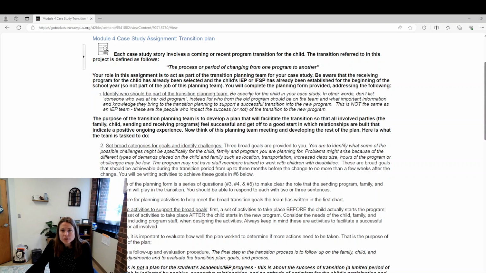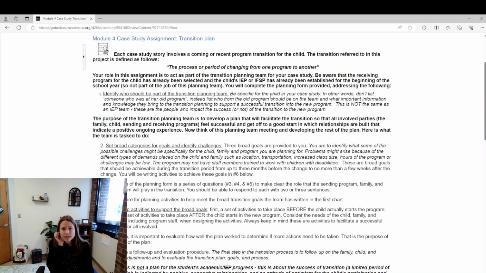Okay, be specific to the child who is in your case study. In other words, don't list someone who was at her old program. You're going to list someone who is at her new program. So the practitioners and educators involved. And we just want to make this transition as seamless as possible for this child.